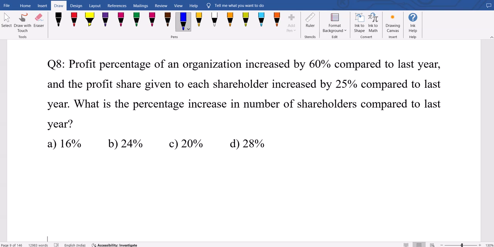So right, so what is given here? Profit percentage of an organization increased by 60% compared to last year. The profit share given to each shareholder increased by 25% compared to last year. What is the percentage increase in number of shareholders compared to last year? So guys, see this.